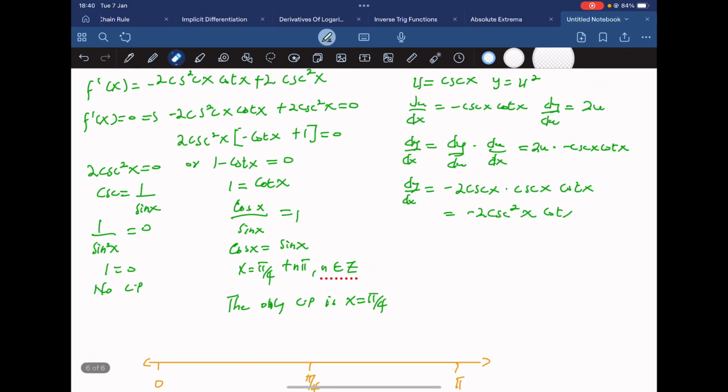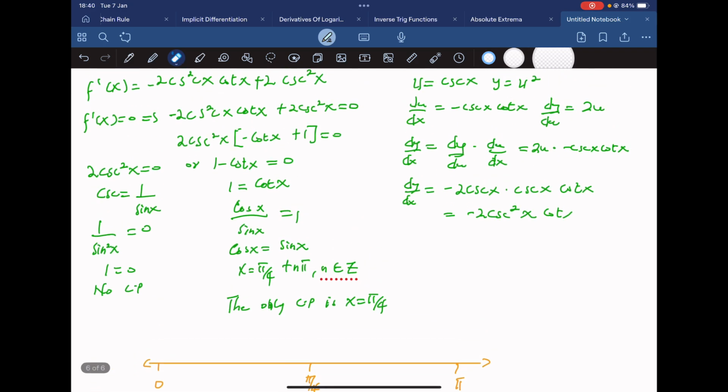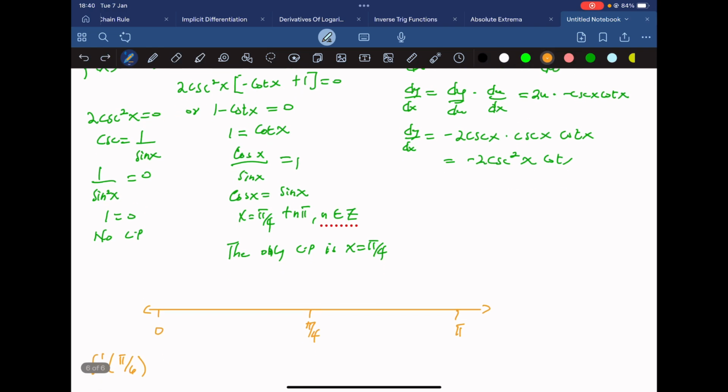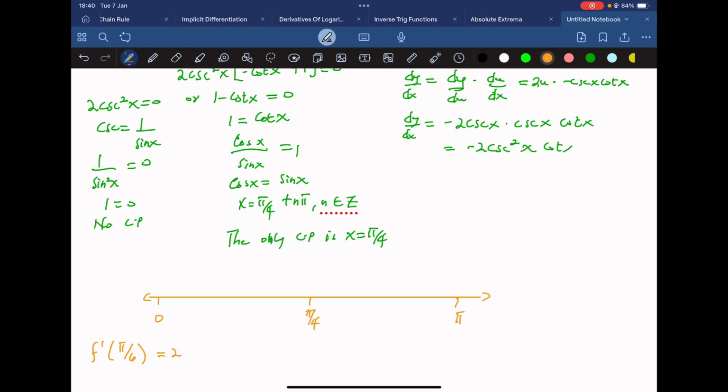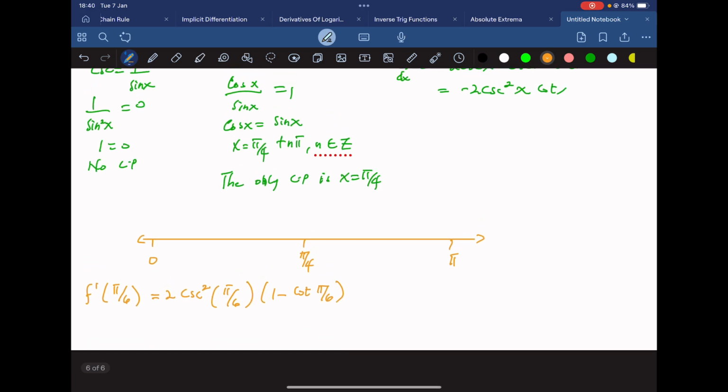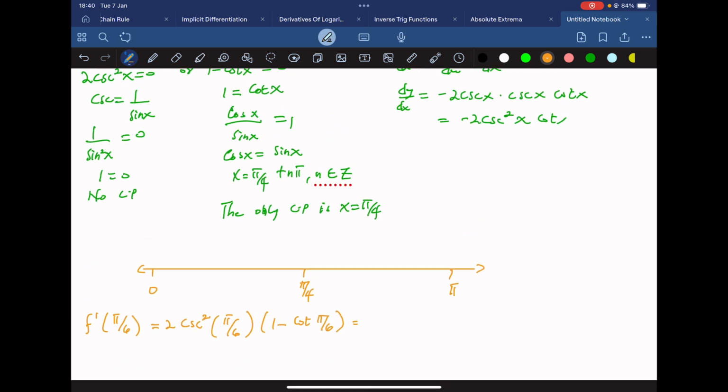If we do so, f prime, we had f prime to be this right here, so we can use that. So we have 2 cosecant squared x, where x is pi over 6, then 1 minus cotangent of x, where x is pi over 6. So let's simplify that. If we do so, we are going to have 2.